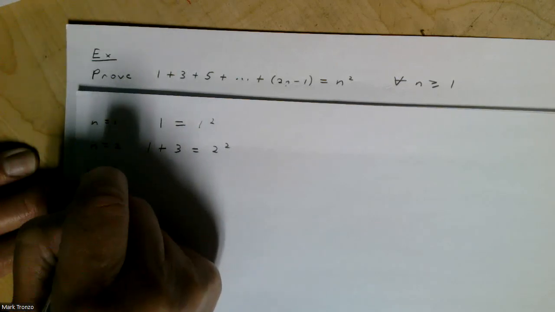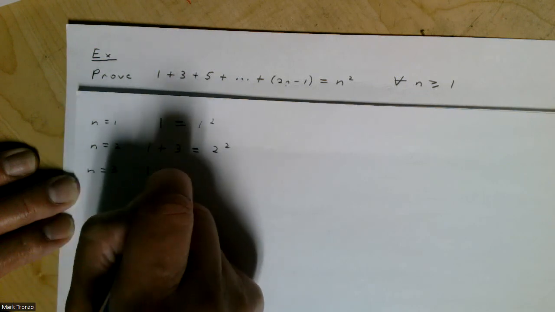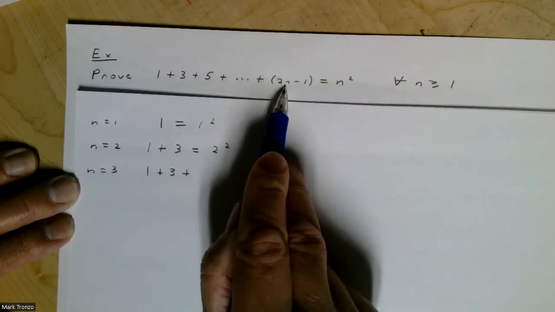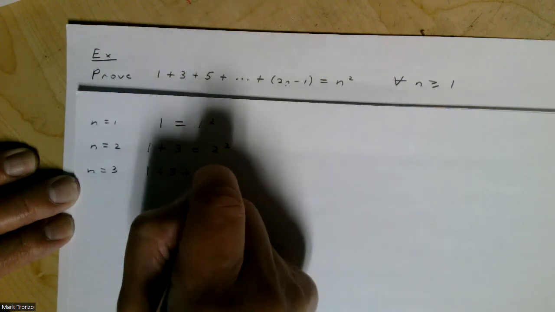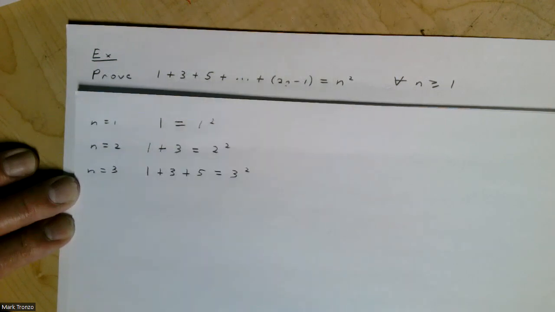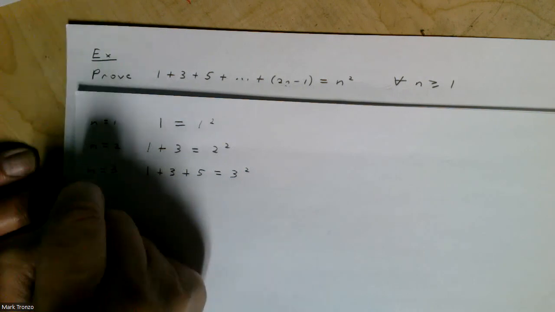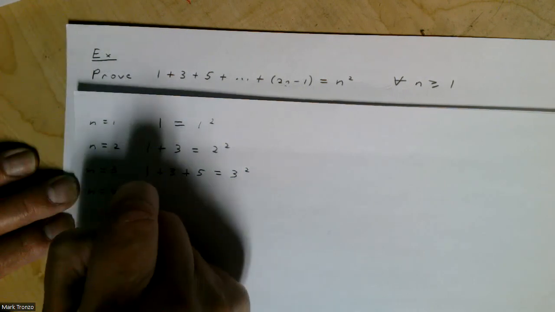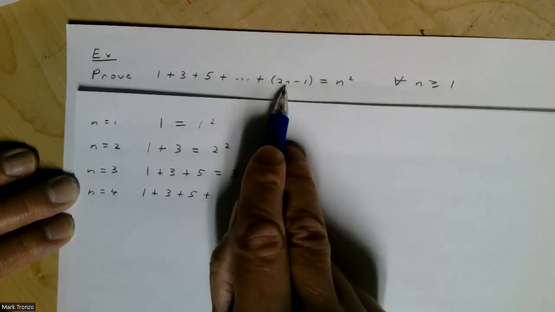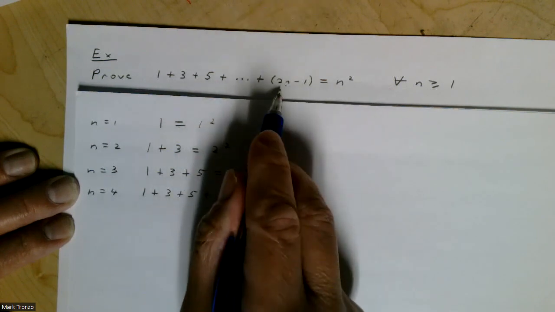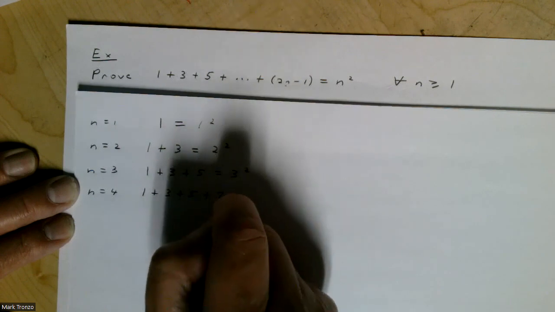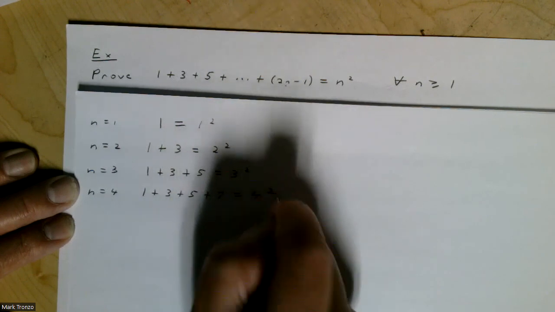N equals 3. When you're doing that, you're adding another term, plus 2n minus 1, where n is 3. It's going to be 5. On the right-hand side, you're going to have 3 squared. N equal 4: 1 plus 3 plus 5, again then 2n minus 1. That's going to be 8 minus 1, which is 7. And we're saying that that's equal to 4 squared.